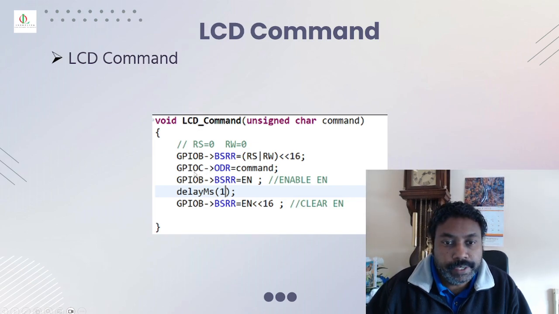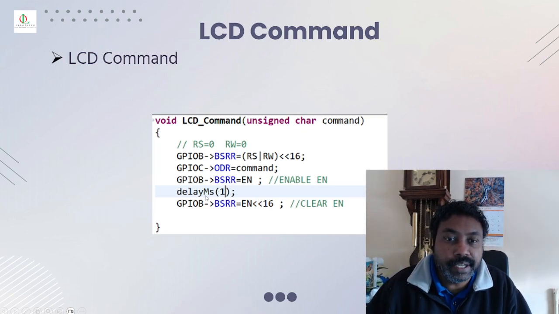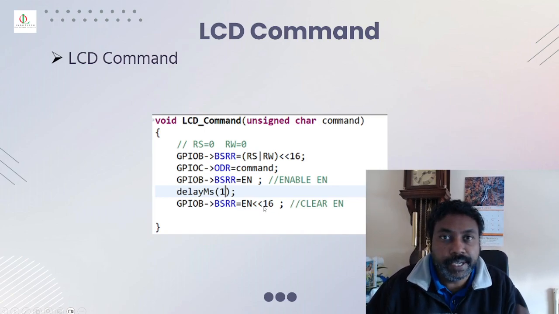And then you're going to send the command on the output data register. So you're going to use GPIOC. Then you need to enable the pin through BSRR enable, and then you need to send the delay, and then clear the enable by shifting again 16 to the left.